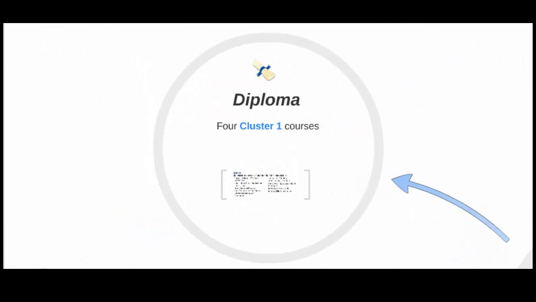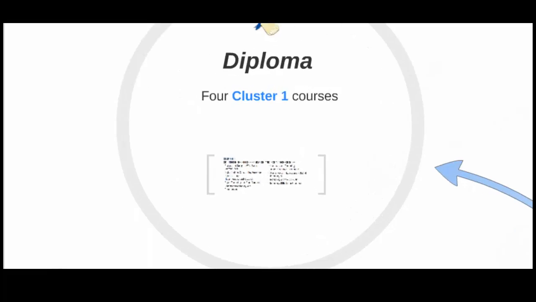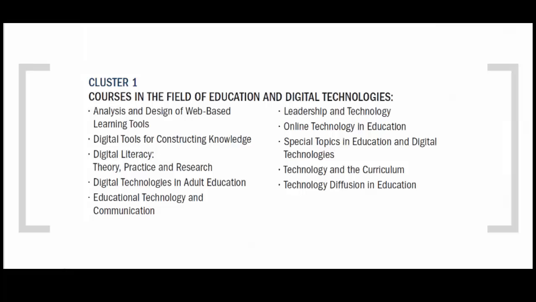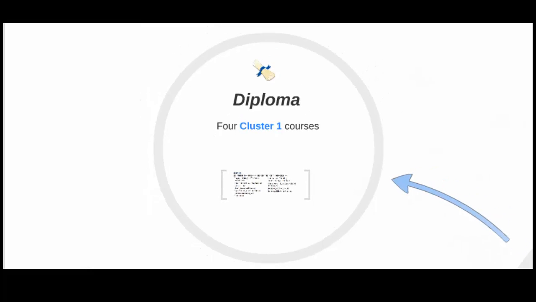For the Diploma option, you need to take 4 Cluster 1 courses. Cluster 1 courses focus on the field of education and digital technologies. These courses are the heart and soul of our program. Once you complete the 4 Cluster 1 courses, you can choose to transfer to the MEd program. However, only 2 courses will count in that transfer.